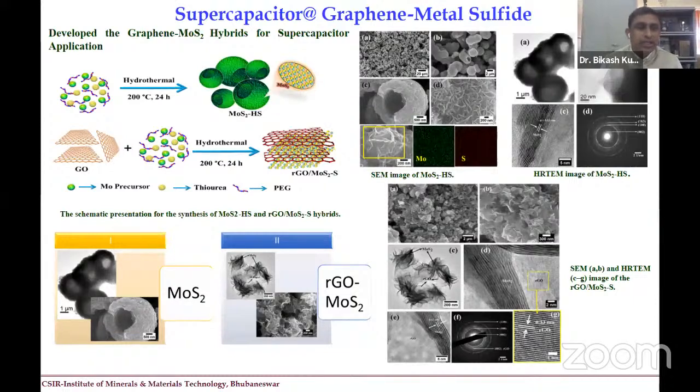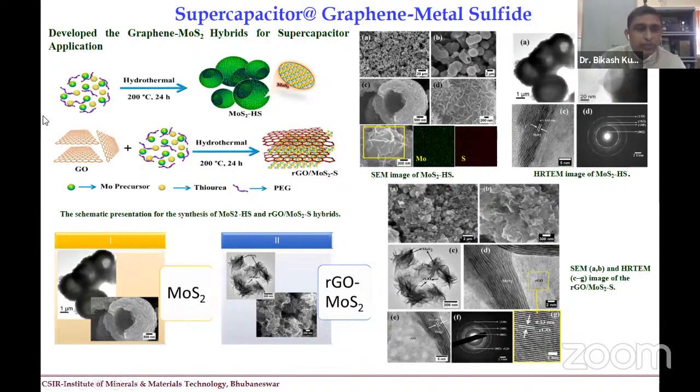Then we thought that whatever method we adopted, we could not increase the supercapacitance property of graphene. So we tried to make a hybrid with a layered material like molybdenum sulfide. Here we developed a hybrid of graphene and molybdenum sulfide. When you synthesize only molybdenum sulfide, you can see it aggregates and forms microstructures.